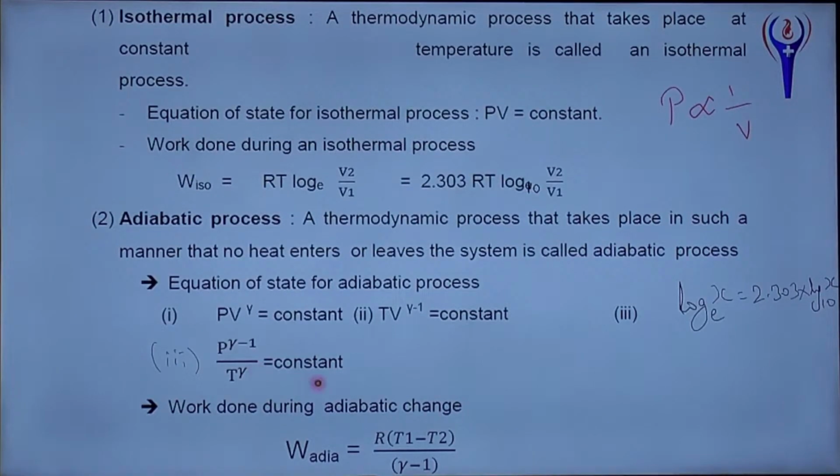And work done during adiabatic change, W adiabatic equal to R into (T1 minus T2) by (gamma minus 1). R into (T1 minus T2) by (gamma minus 1). This is the work done during an adiabatic process.